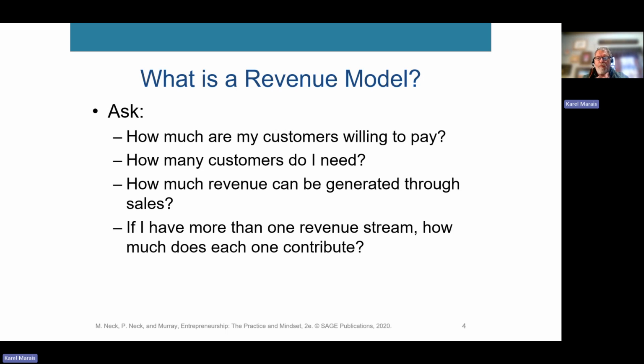So the questions you have to ask in establishing this revenue model, the model that's going to give you the strategy for generating revenue from your business, are simple. How much money are my customers willing to pay? What is my product worth, and how much are customers willing to pay?